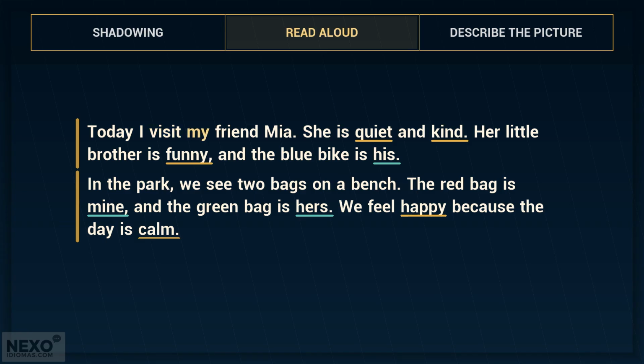Today, I visit my friend Mia. She is quiet and kind. Her little brother is funny, and the blue bike is his. In the park, we see 2 bags on a bench. The red bag is mine, and the green bag is hers. We feel happy because the day is calm.